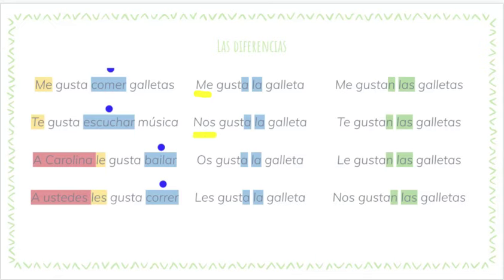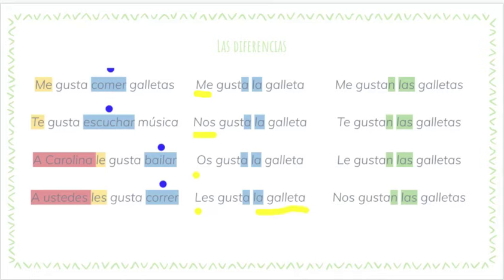The verb gustar is agreeing with la galleta because even though in English we say that the sentence would mean we like the cookie, the literal translation is the cookie is pleasing to us. So the verb agrees with cookie, and that's why it doesn't agree with the word us. So as long as it's one object that somebody likes, it doesn't matter how many people like it.